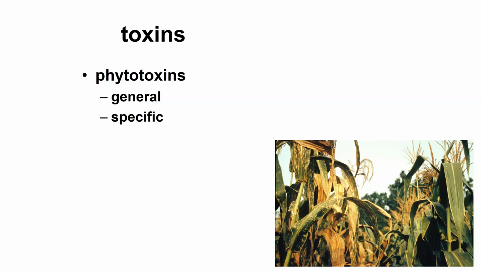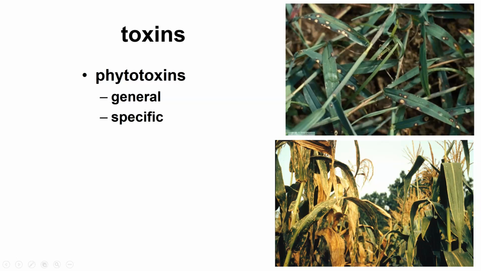There are toxins. When we deal with toxins, we call them phytotoxins. We've got two types. We've got a general type. General type's going to work on anything. The specific type's going to work on a very specific pathogen. In this particular case, we've got corn. You can see the symptomology on the corn. This is due to a toxin. This is a toxin on Digitaria.